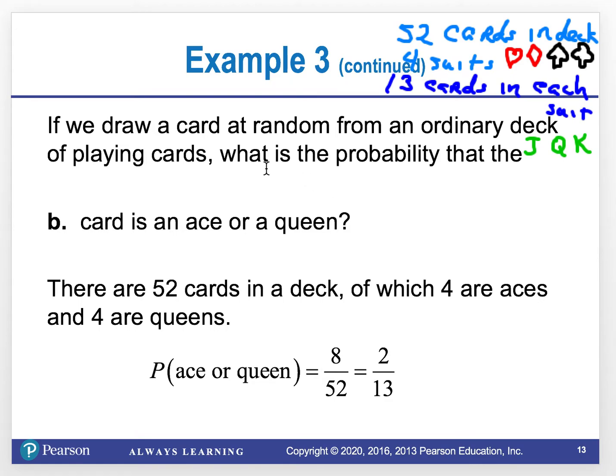Okay, so if we draw a card at random from an ordinary deck of playing cards, what's the probability that the card is an ace or a queen? We just said each suit has the ace through king, so there's an ace and a queen in each suit, and there are 4 suits, so that's how we get 4 aces and 4 queens. Notice it says or. If it said an ace and a queen, that's 0. There is not a card that has an ace and a queen on it, but for an ace or a queen, there are 8 of them. 8 out of 52. Once again, that simplifies to 2 out of 13.